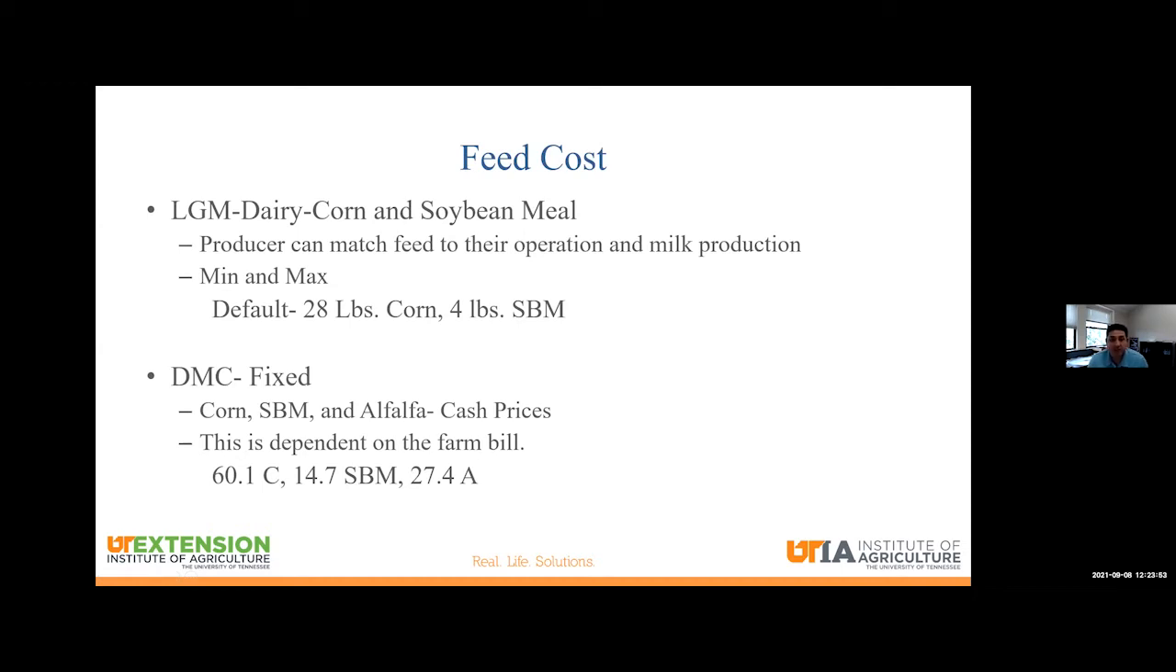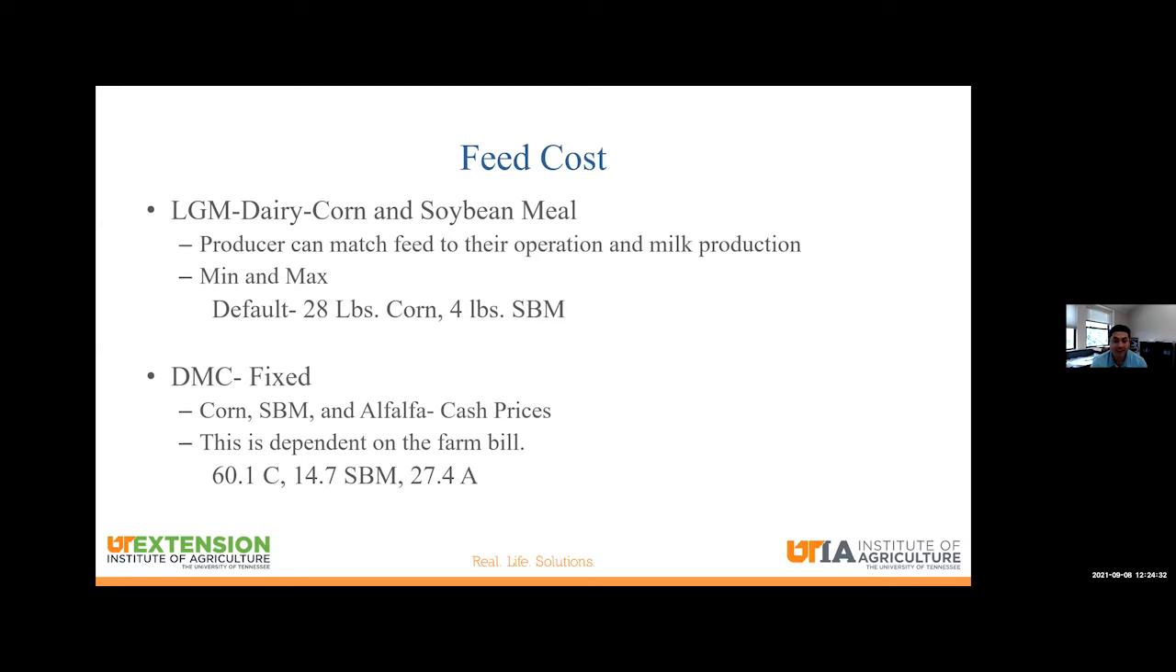So the LGM dairy uses the corn and soybean meal, and the producer can match this to their operation. We know how much milk production we can generate. We kind of know what our feed costs are, and there are mins and maxes with the prices that are used here. The default, so remember, if the DMC had their default, the default for LGM is 28 pounds corn, 4 pounds of soybean if you were to use the program without adjusting it. If you go to the website and use it, that's the default setting that it's set at. So you can move that up and down. There are mins and maxes associated with those.